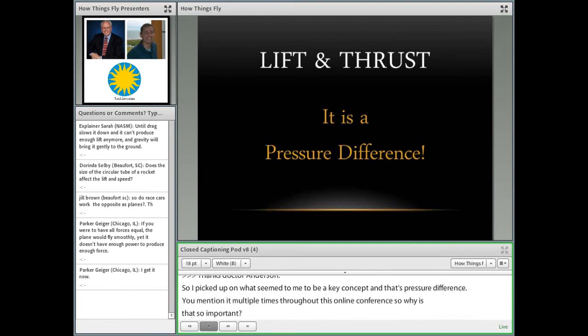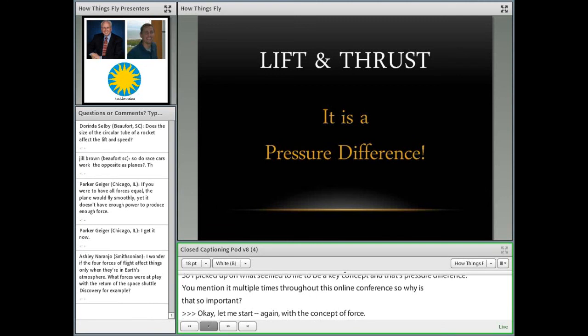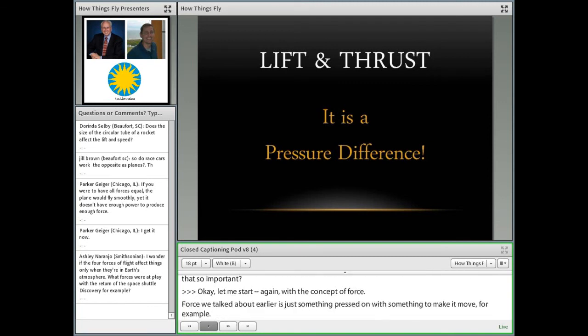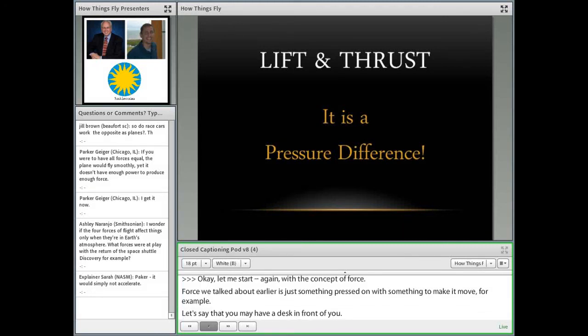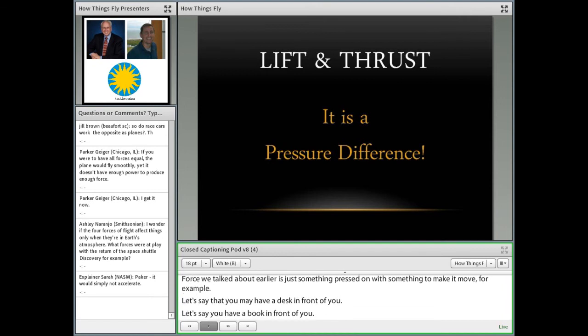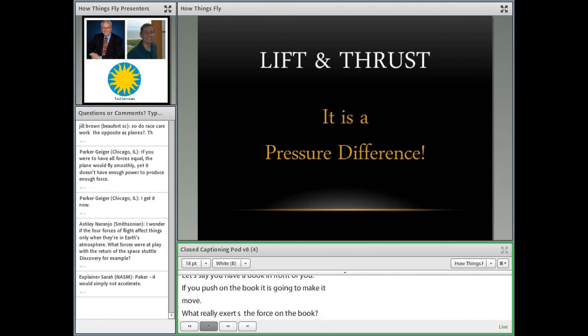Force we talked about earlier is just something you press on with something to make it move, for example. Let's say that you may have a desk in front of you. Let's say you have a book on the desk. If you push on the book, you're going to make it move. Now you have exerted a force on the book. Now what exerted the force on the book? It wasn't you directly, it was your hand. It was the skin on your hand pressing against the surface of the book. And so the book felt a force because of the contact of your hand against the cover of the book.